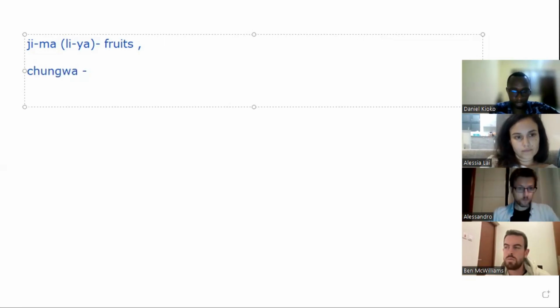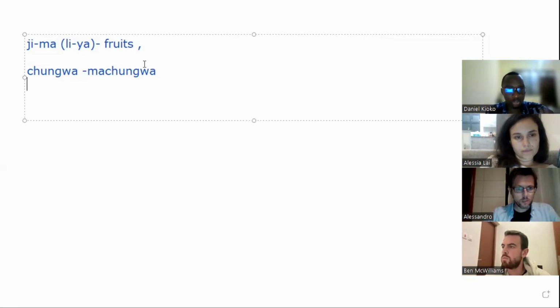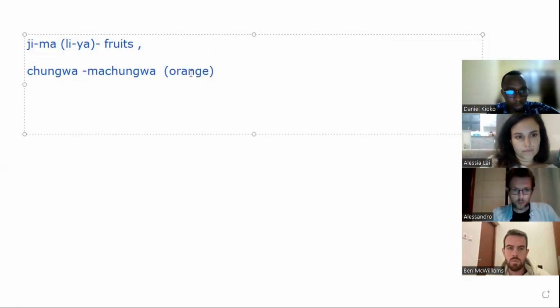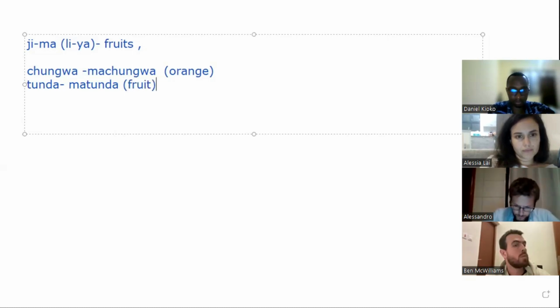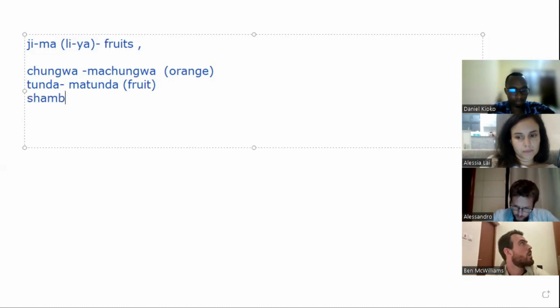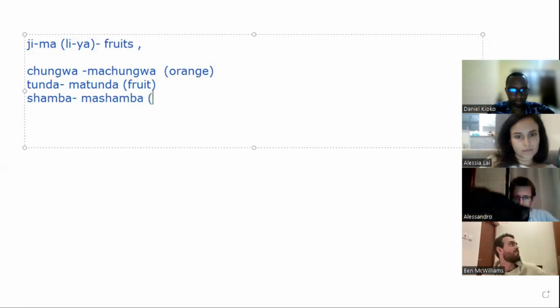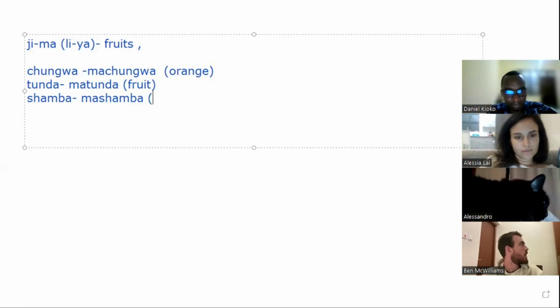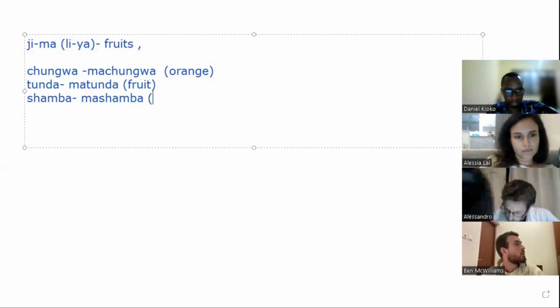Chungwa, machungwa. The good thing about this noun class, I love it because chungwa is orange, right? We all know that. Let me first give you an example, and then I tell you something good about this noun class. Even the word fruit, tunda, matunda, and I'll shift to other things like shamba, mashamba. Shamba, mashamba, farm.